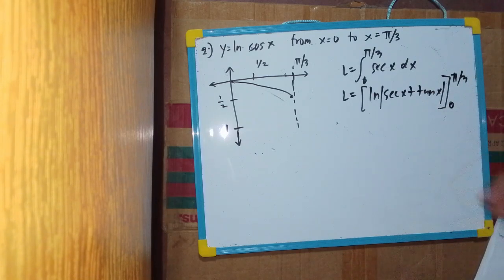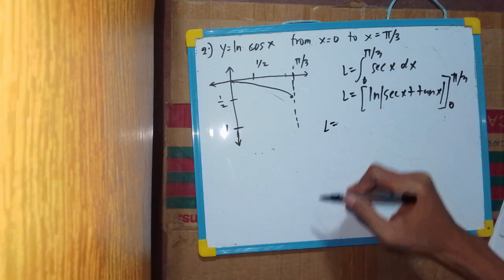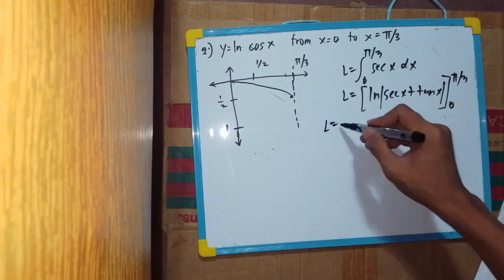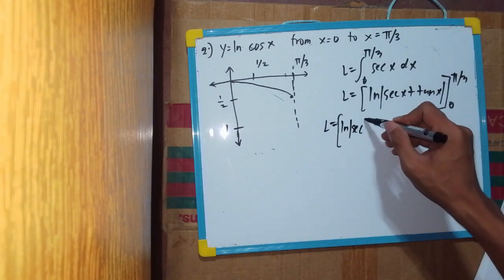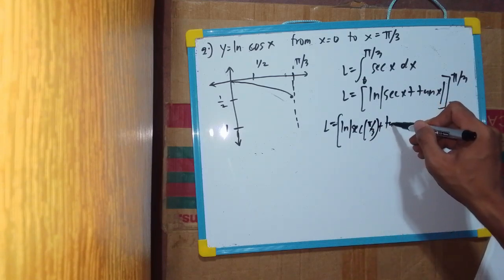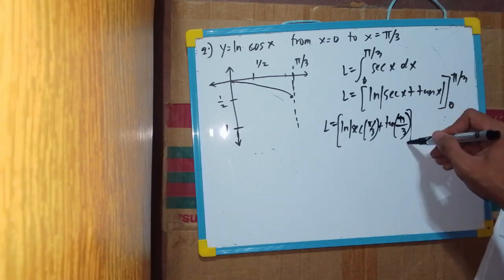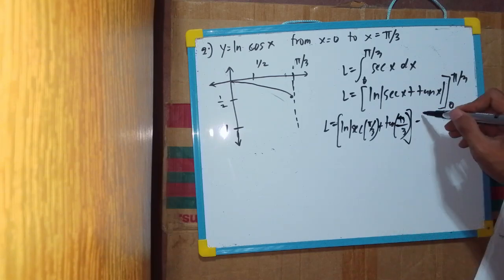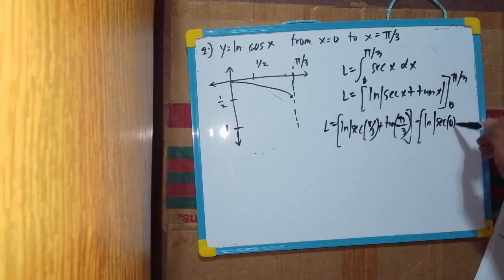Zero to pi over 3. So substitute the limit of integration. So we can have ln of secant pi over 3 plus tan pi over 3, minus ln of secant 0 plus tan 0.